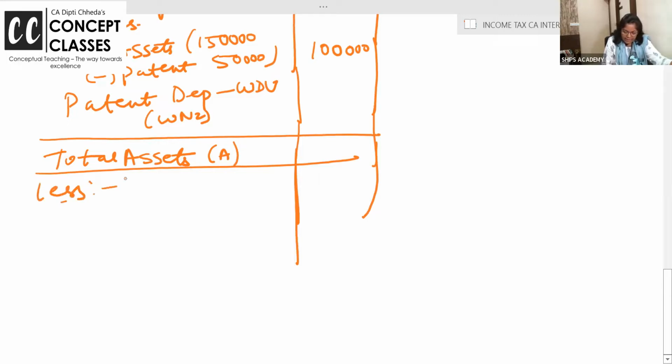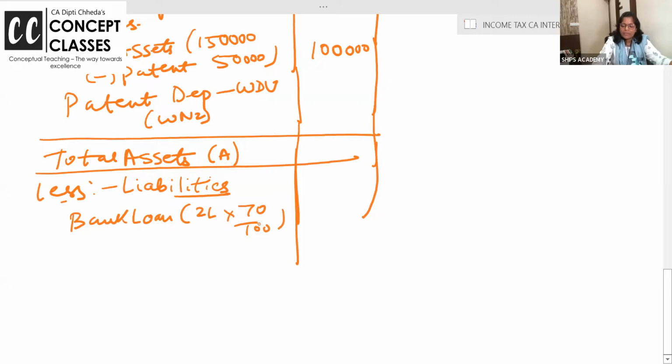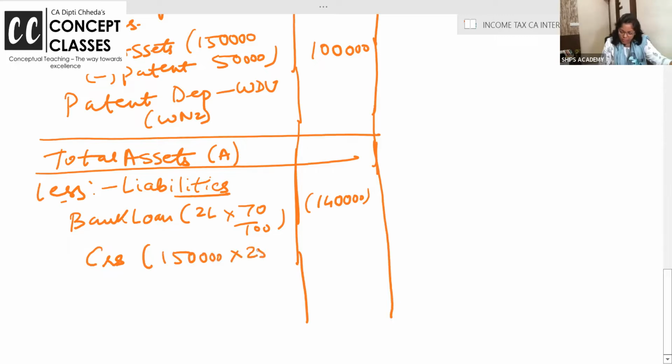Now, less liabilities. How much is the liability? Is capital a liability? No. Is revaluation reserve a liability? No. Shall I deduct bank loan? Answer is yes. How much? 2 lakh, of which 70% belongs to unit 1. So 2 lakh into 70% comes to 1,40,000. Nice. And second is creditors. Creditors is 150 into 25%. 25% belongs to unit 1.